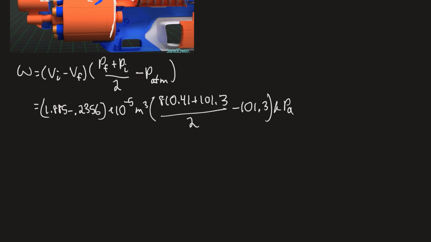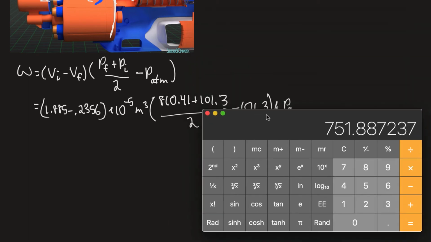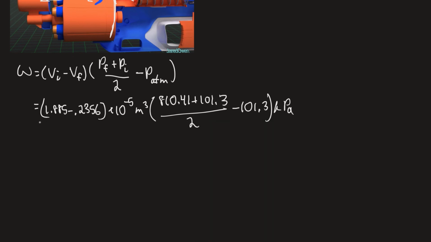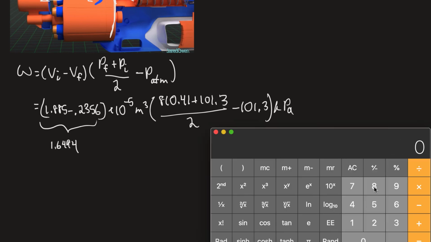And we find that this gives us, let's see, 1.885 minus 0.2356. So this gives us 1.6494, 1.6494 times 10 to the negative 5th. And then we'll take 810.41 plus 101.3. We'll divide that by 2 and subtract the 101.3, that new atmospheric pressure that we didn't previously consider.